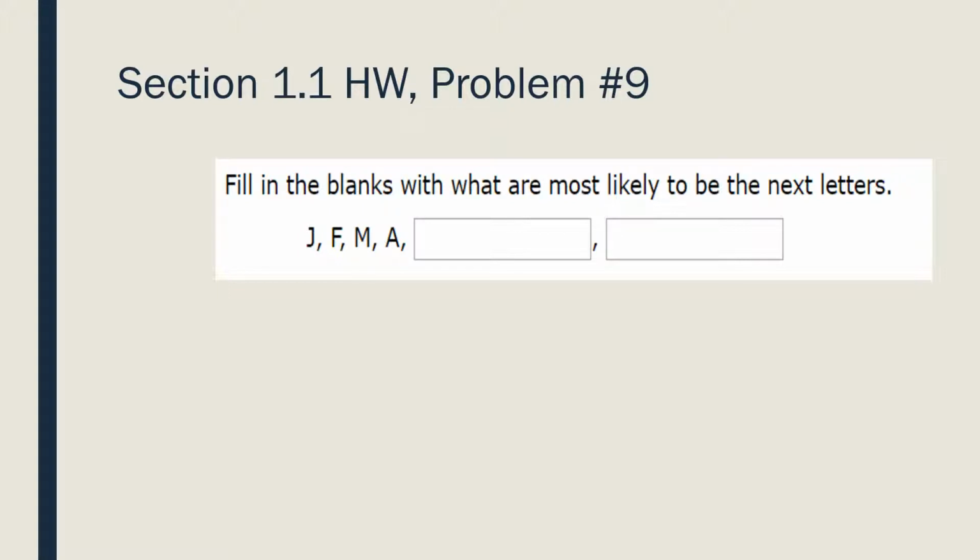Now here are the more fun problems. These are the pattern problems. It says fill in the blanks with what are most likely to be the next letters. This is straight off of your homework. You should have something that looks, if not exactly the same, it should look very similar. Alright, so we have J, F, M, A, blank, blank. Alright, so take a second, pause the video.